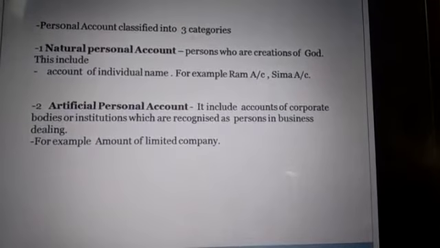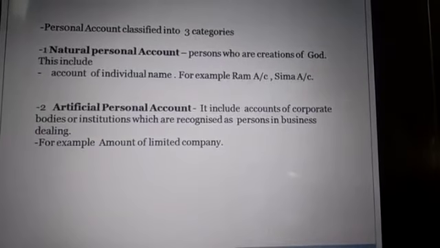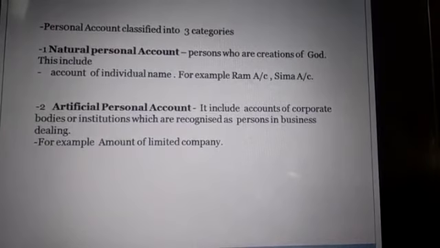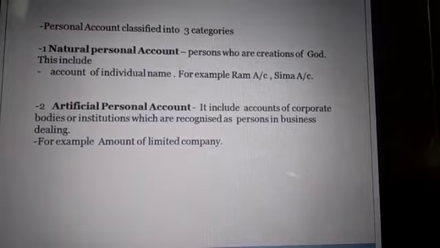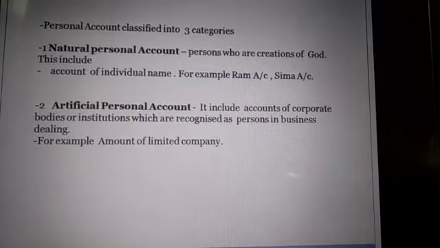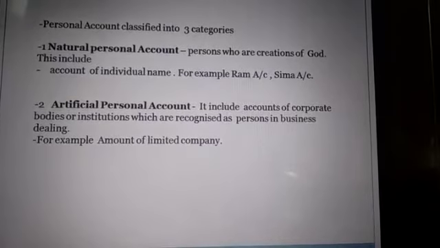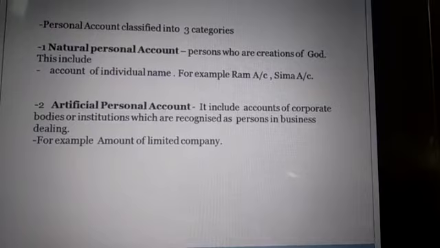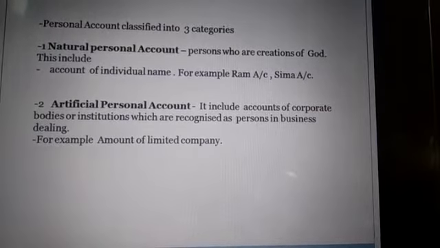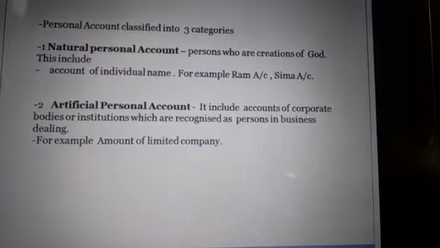Okay. Now, moving to the second, artificial person account. It includes accounts of corporate bodies and institutions which are recognized as a person in business dealings. For example, if we talk about a company or banks, what are they? They are artificial personal accounts. Okay, they are corporate bodies or institutions.